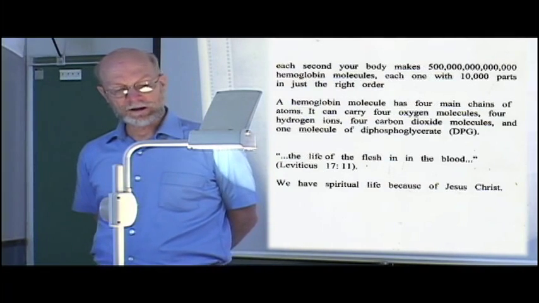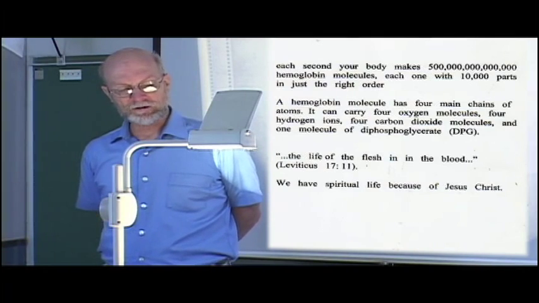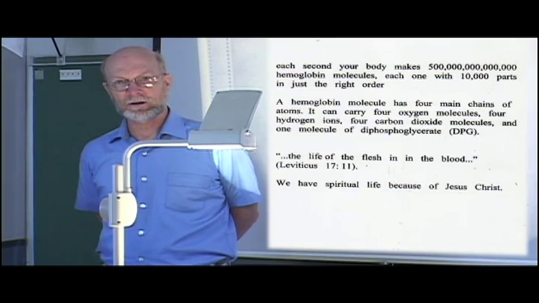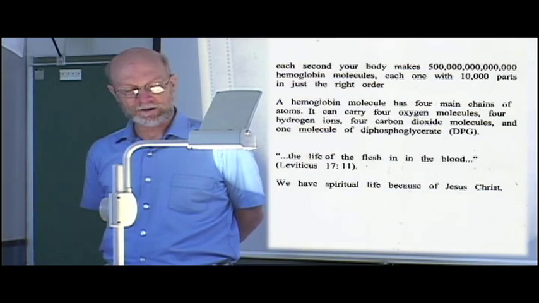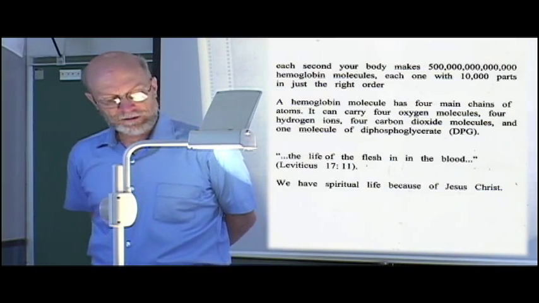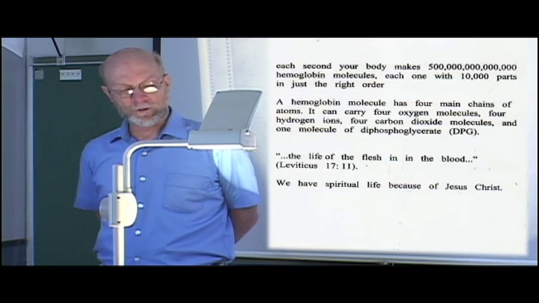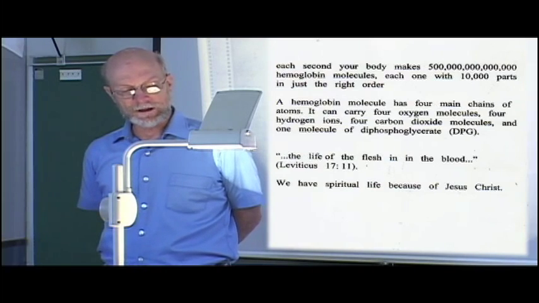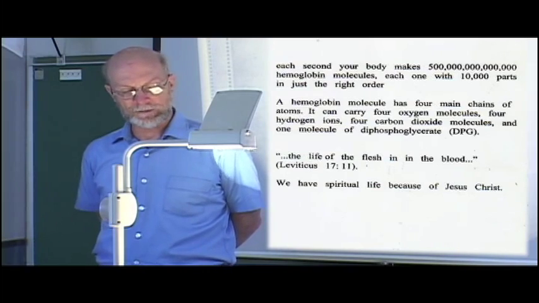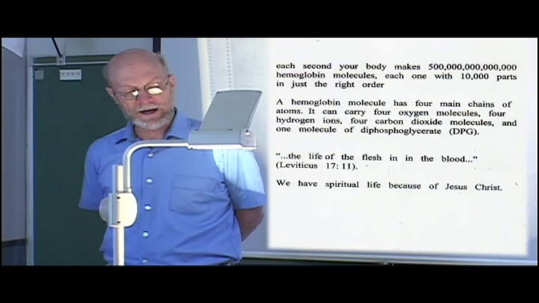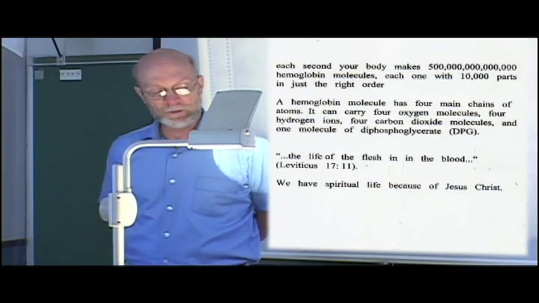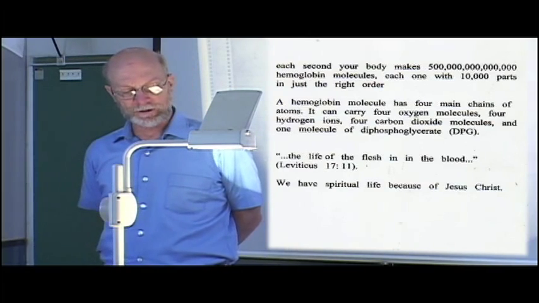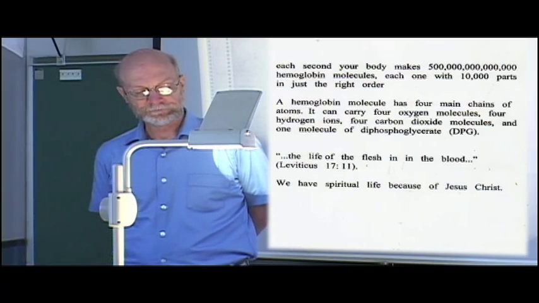The hemoglobin molecule has 4 main chains of atoms in the molecule. It's a molecule consisting of 4 chains put together, chains of atoms. And the hemoglobin molecule can carry 4 oxygen molecules. So one hemoglobin molecule can carry 4 oxygen molecules. It can also carry 4 hydrogen ions and 4 carbon dioxide molecules and 1 molecule of diphosphoglycerate, DPG. And we'll talk about all of these in just a moment.